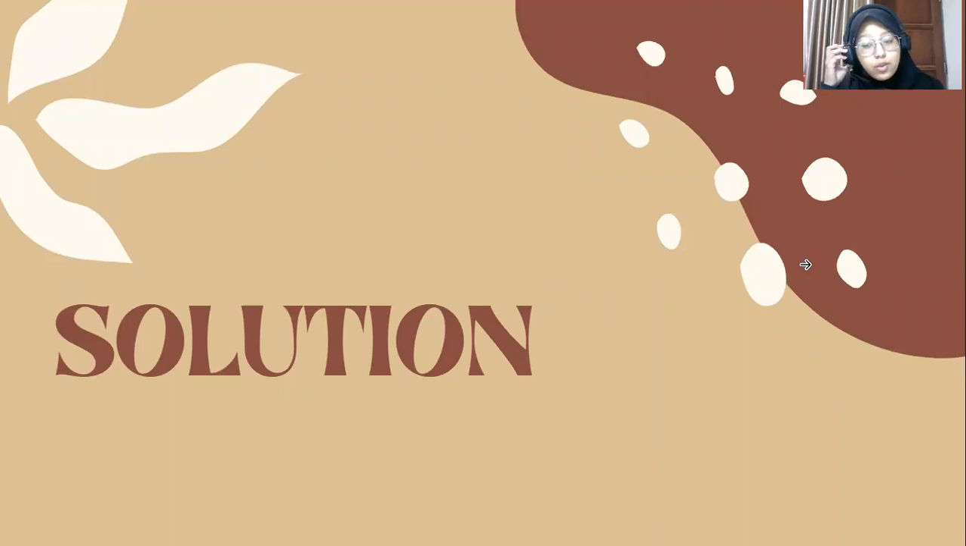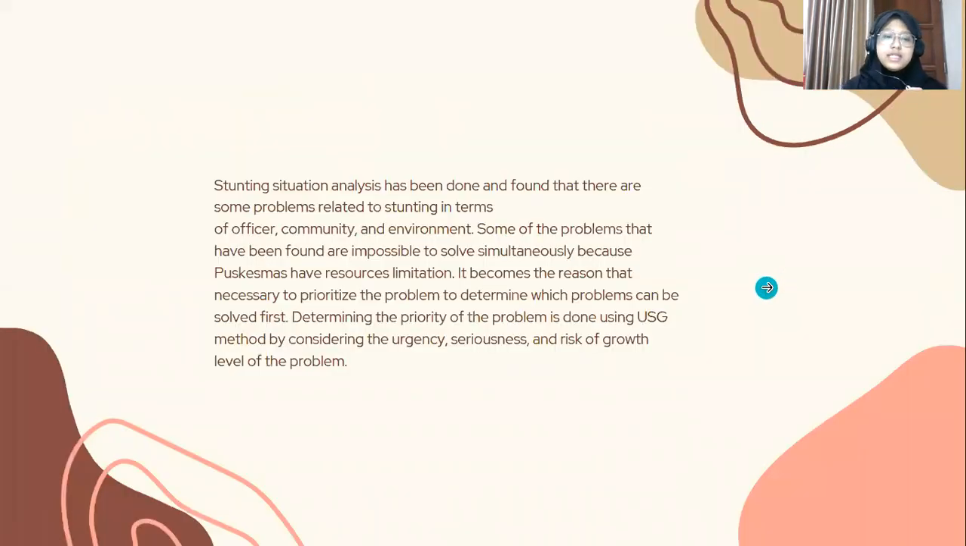So now we know this. What are the solutions for stunting? What can we do about this information that we have now? A stunting situation analysis has been done and found that there are some problems related to stunting in terms of officer, community, and environment. Some of the problems that have been found are impossible to solve simultaneously because puskesmas have resource limitations. It becomes the reason that it is necessary to prioritize the problems to determine which problem can be solved first.